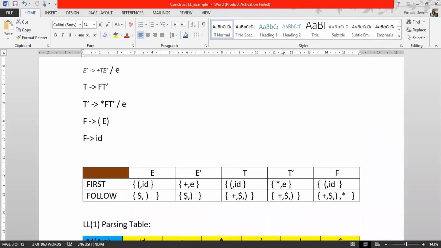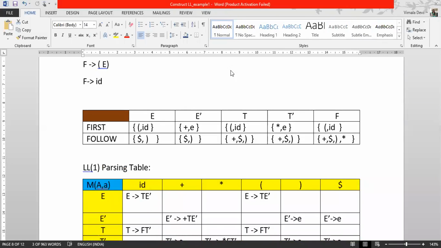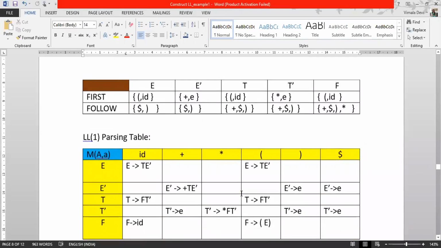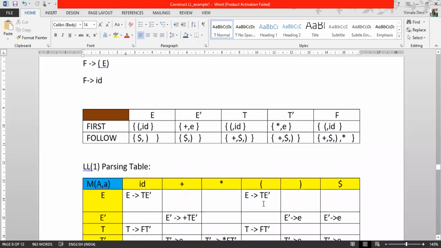Okay, now let's move on to the third rule. T derives FT'. Where will you be filling the rule? Find first of F. What is first of F? It is nothing but first of T, in fact. Open parenthesis and ID. So T comma open parenthesis and T comma ID. That is the address of the cell. There you fill the rule T derives FT'.